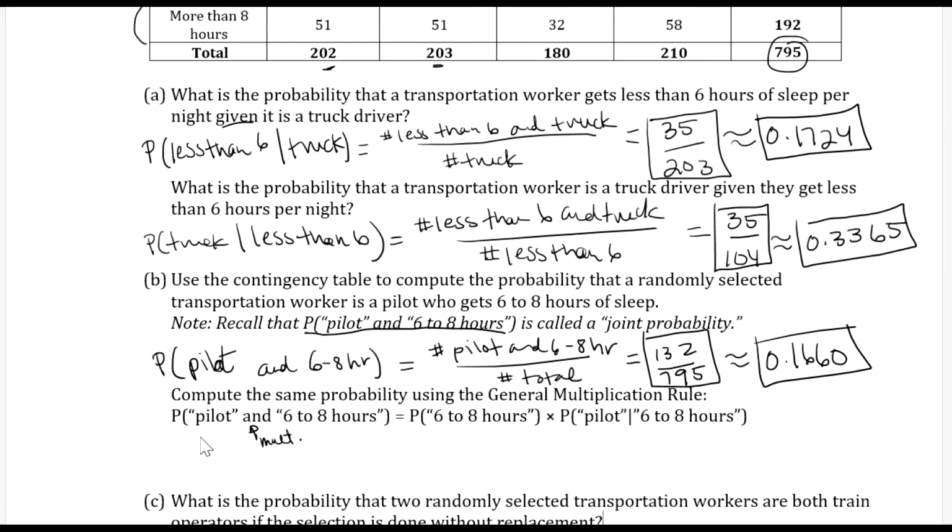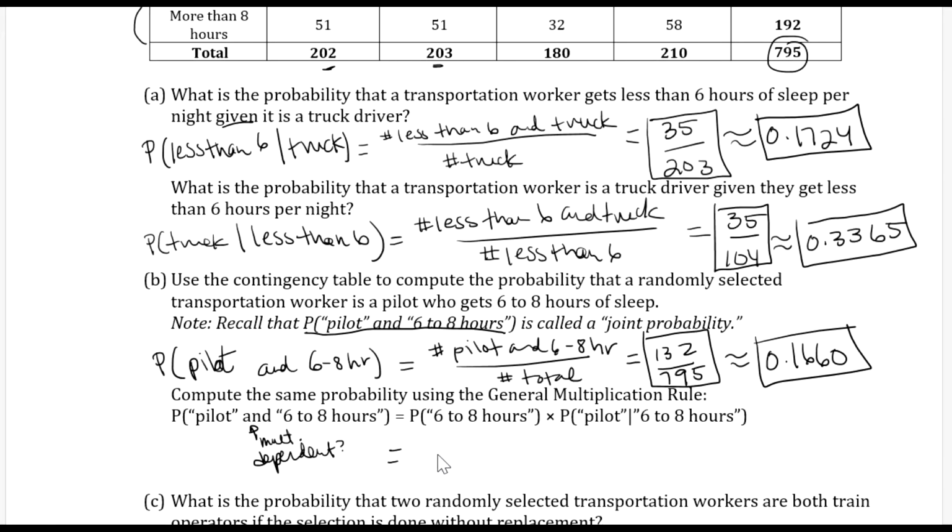And then we have to ask ourselves, are these two events independent or are they dependent? And that's not straightforward. So if it's not straightforward, you should assume that it is dependent because it will take care of both situations, okay? So when we use the general multiplication rule, we have the probability that we have a 6 to 8 hours, because that's one of these events, and then we have the probability that we have a pilot given that we're only looking at 6 to 8 hours.